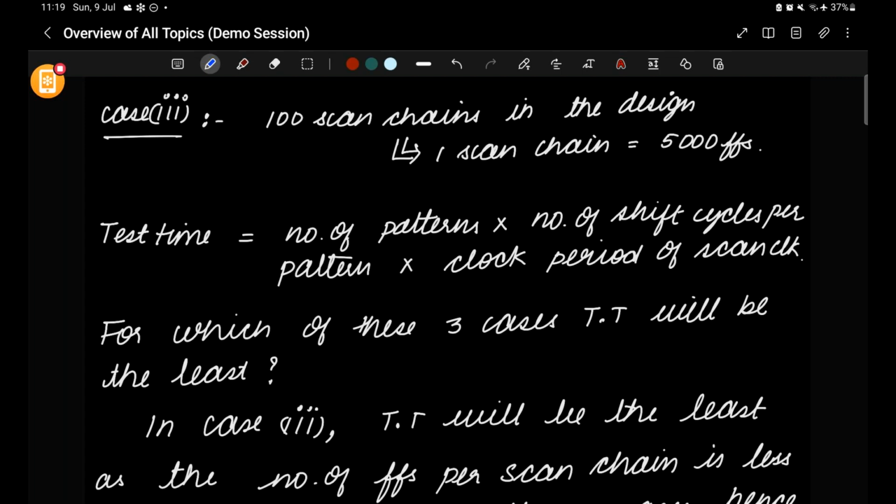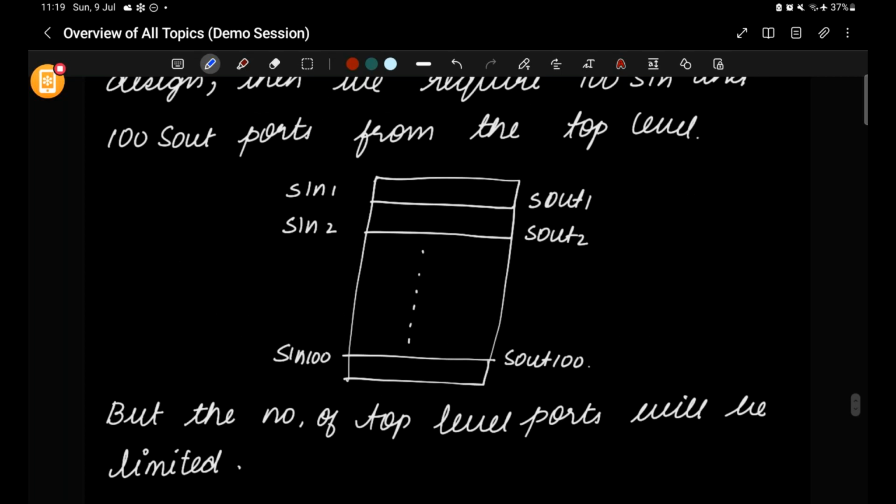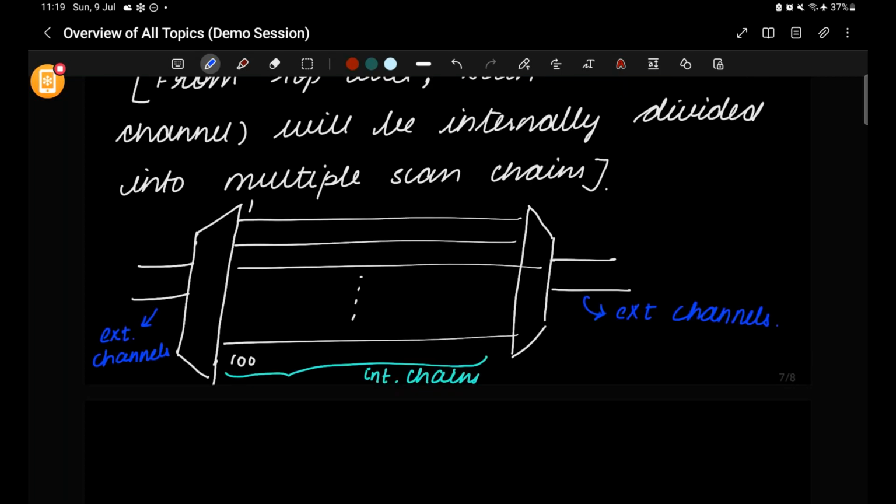So without compression, that means without the compressor and decompressor logic, with only the top level ports, you will require 2,50,000 shift cycles per pattern. But with compression, 5,000 plus a few more clock pulses. I'll tell you how to decide that during the EDT class. You will be in the range of 5,000 only. So this is how with compression the number of shift cycles per pattern decreases, and we have also overcome the problem of the limited number of ports from the top level. This is why we go for compression.